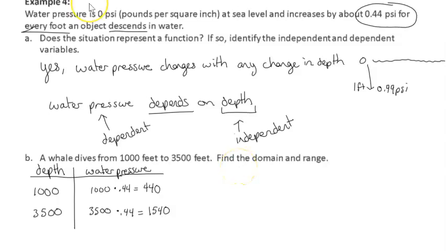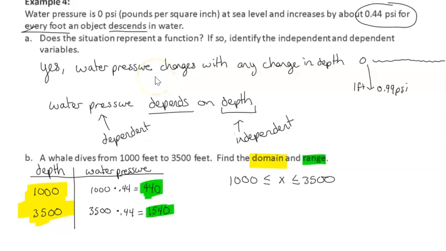Okay, so our domain are the input values. The whale goes from 1,000 to 3,500 feet. So the domain is from 1,000 all the way to 3,500. Now the range are your output values, which in this case are 440 to 1,540. So the y values go from 440 pounds per square inch all the way to, at its deepest point, 1,540 pounds per square inch.